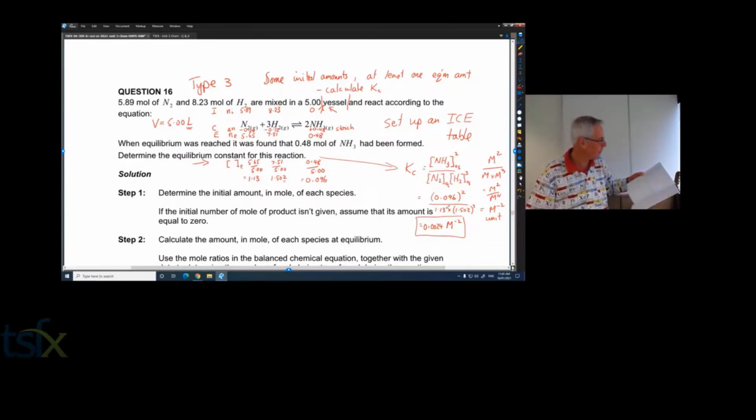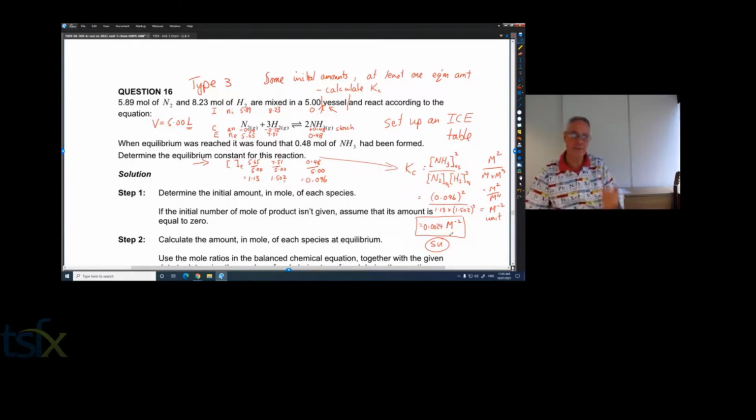2 sig figs. Oh, back of the book's got 3 sig figs. Do you agree with me? One of the bits of data on the top line has only got 2 sig figs. No question about that. Your final answer should have 2 sig figs. So I agree with the numerical value at the back of the book. I disagree with the sig figs. It should be 0.0024 SU.